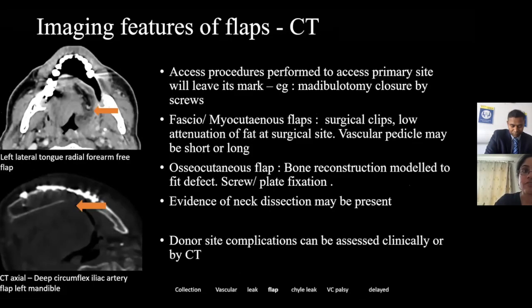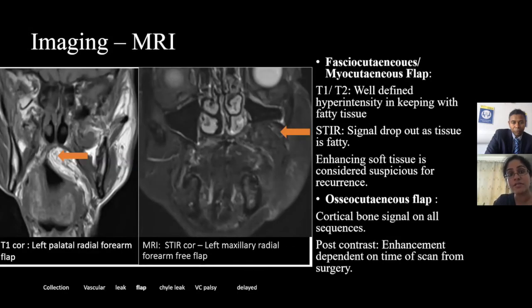How does a flap look like on CT? Now, an osteocutaneous flap will have all the characteristics of bone, which will be bright on CT, and will have the similar characteristic of bone on MR. And as you can see, the bottom one is an osteocutaneous flap. Now, if you look at a myo or a fasciocutaneous flap, it will have fat in it. So it will have all the characteristic of fat, which would be gray on CT, bright on T1 and T2. Let's go to the next one. Bright on T1 and T2 and completely suppressed on STIR. So STIR is a fat suppression sequence, so it will suppress completely on STIR.